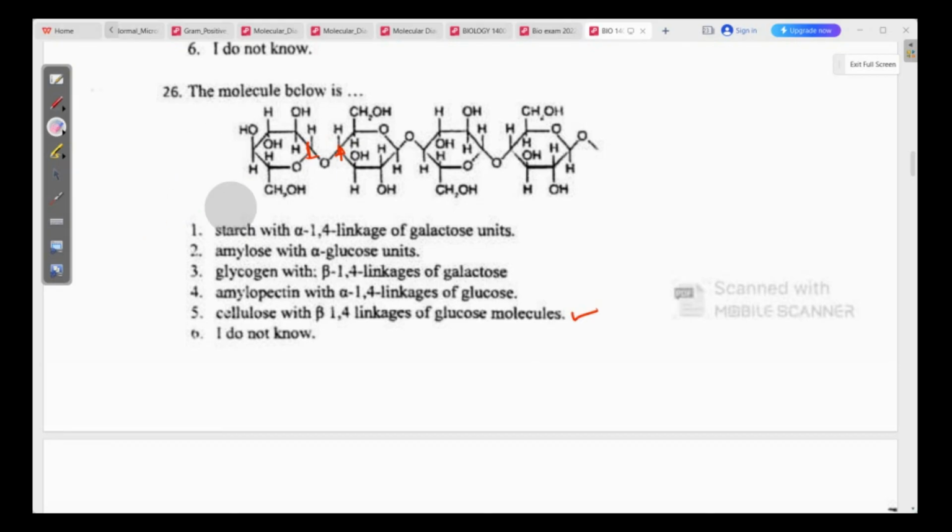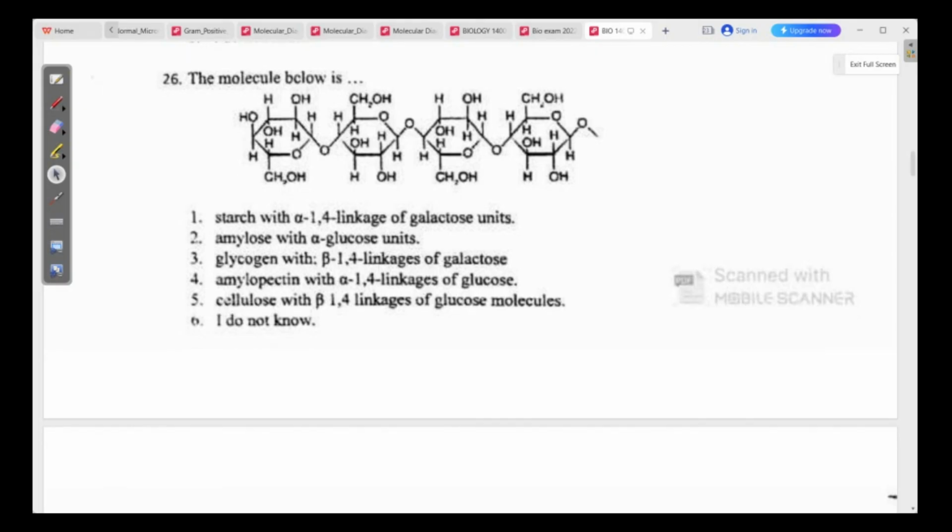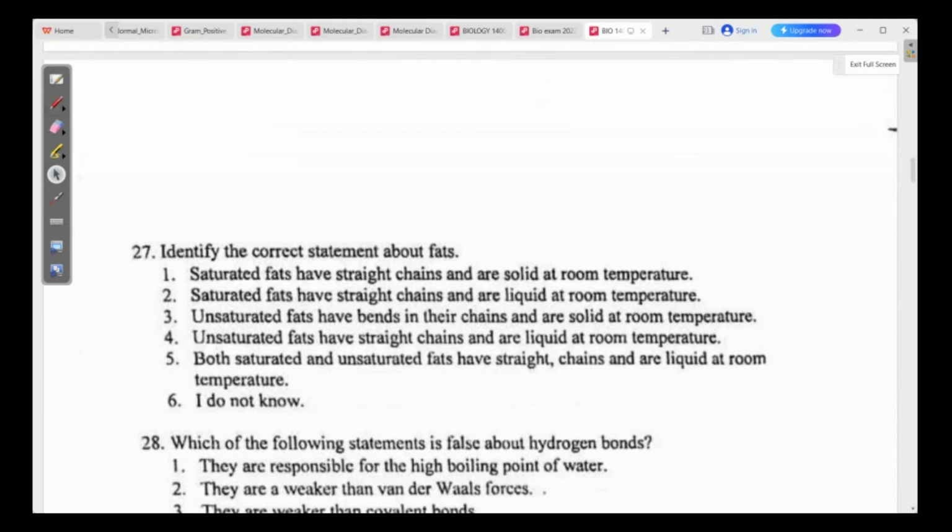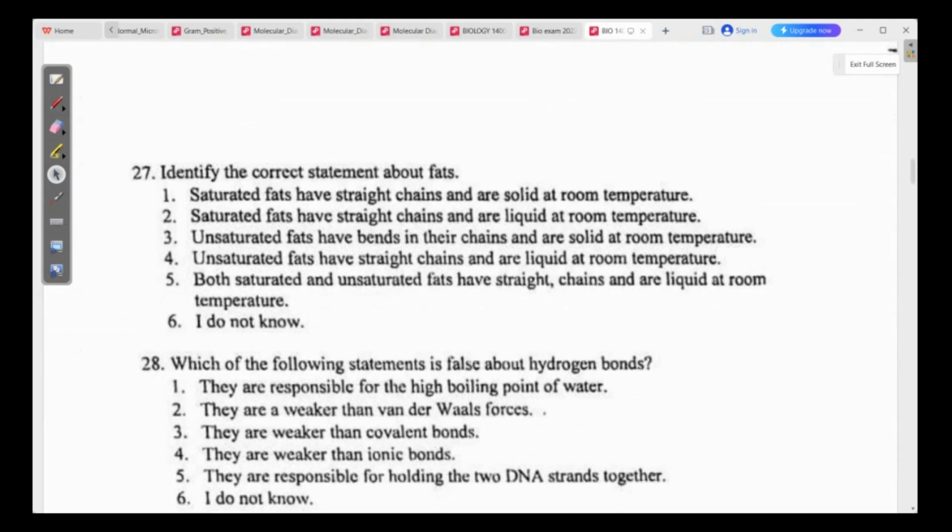So for you to get this question correct, we are supposed to analyze the monomers involved and also the type of bond. That's how you answer this question.